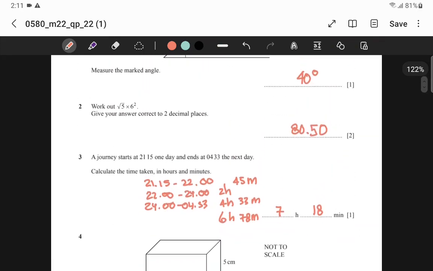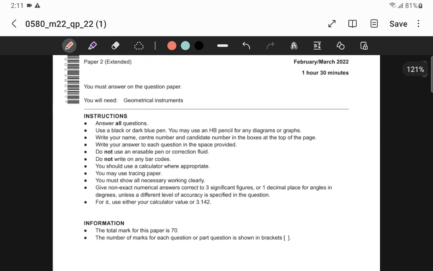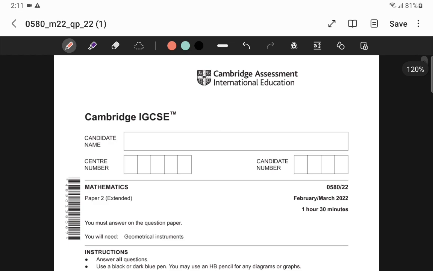I hope you will learn something here. From what paper? February, March 2022.